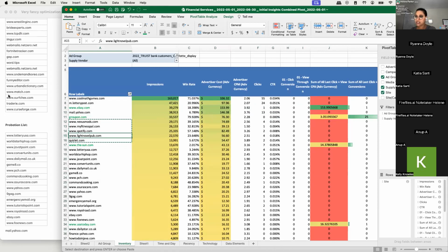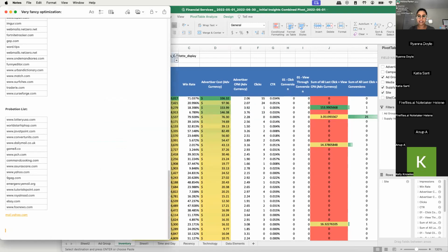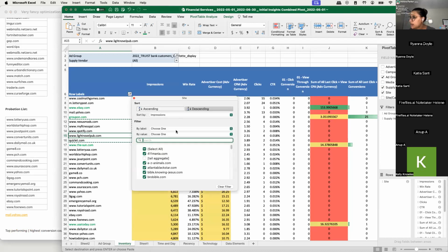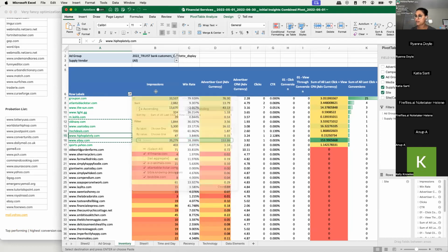All right, and so obviously the top performing ones. So again, the probation is like, I'm not sure if I'm going to keep it or not, but at least I want to remember them. Top performing, highest conversion count for now, because CPA is kind of high. I'm going to switch it back to my conversions. Now all the green should be on top. Okay.